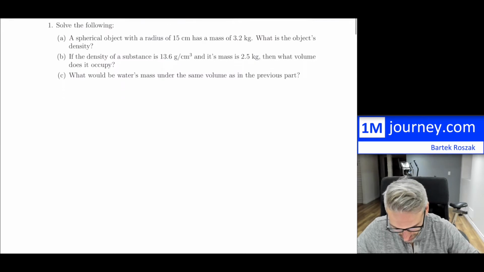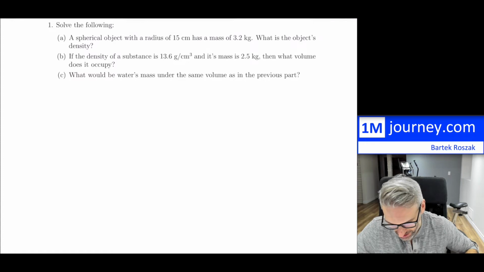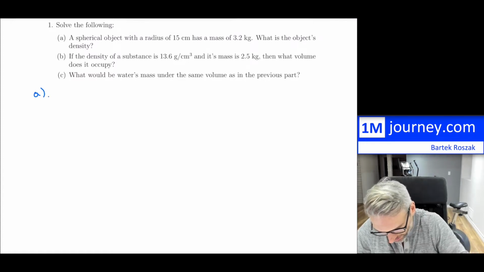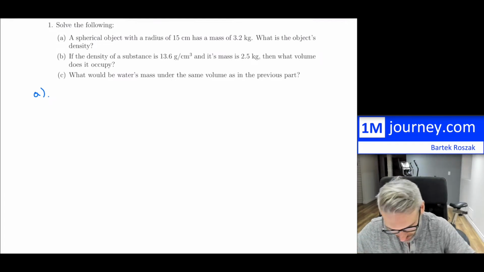So here's question number 1. For this question, it gives us 3 parts. This is part A at first. It says a spherical object with a radius of 15 centimeters has a mass of 3.2 kilograms. What is the object's density? So it's a steady, easier question to answer.